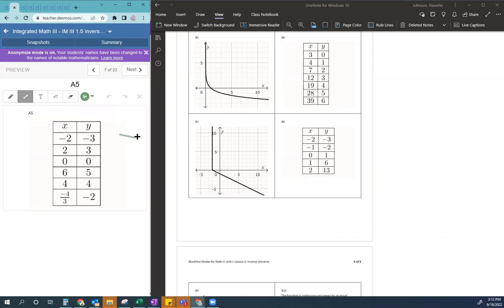So I'm going to give myself a table, and this is going to be my inverse. I'll go y to the negative first, which is not terminology that we normally use, but I just want you to know that's what we're using right here.